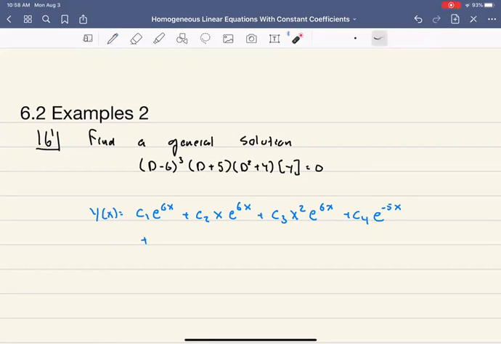That's from this one. Now this one, that's going to be plus or minus 2i, so similarly to one of the other ones, where we have c5 cosine 2x plus c6 sine of 2x. Okay, so we have, like we said, 1, 2, 3, 4, 5, 6 independent solutions.